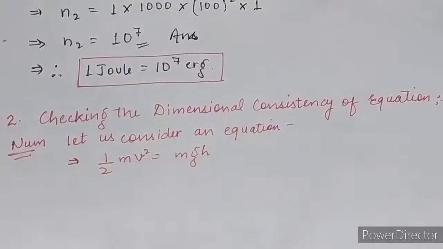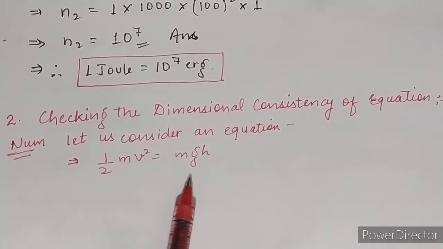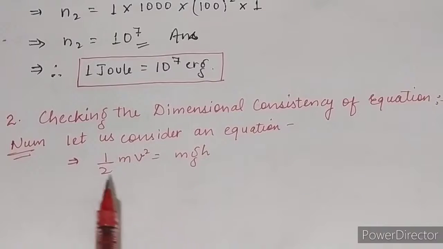If I am not wrong, you are well aware of this equation, because I think you studied it in your 10th standard. Half mv square is the formula of kinetic energy and mgh is the formula of gravitational potential energy. Okay, and you know energy and energy are both equal in this form. We have to calculate that LHS equals RHS, we have to prove it here.